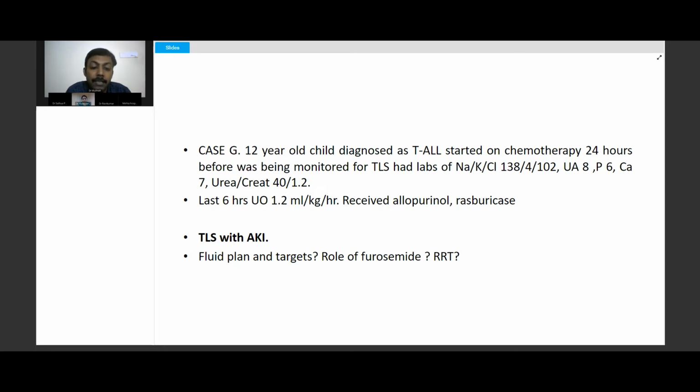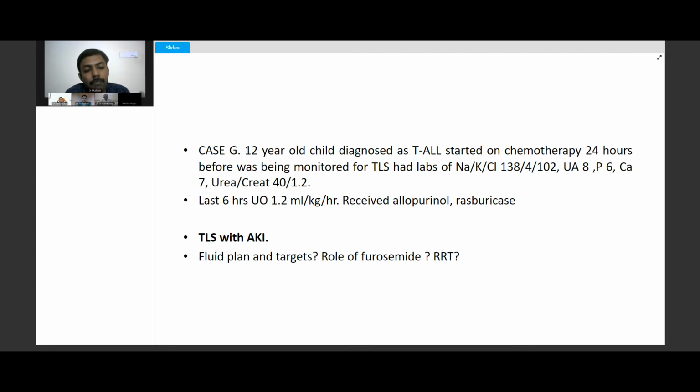Here the fluid plan is, we need to give more fluid. If the patient is tolerating, we give up to 3,000 ml per meter square, and we target at least 2 to 3 ml per kg per hour urine output to prevent cast formation in the tubules. And there is a role of Lasix. If the patient is fluid overloaded, maybe we can give a low dose Lasix infusion to flush the kidneys, and RRT if medical management fails.